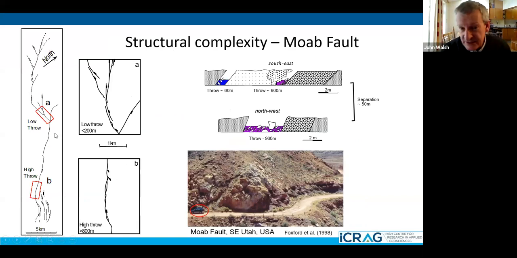Here's an example, a real example from Moab. This area is very similar to, there are actually some deposits along its length. I'll show you in a second, very small.